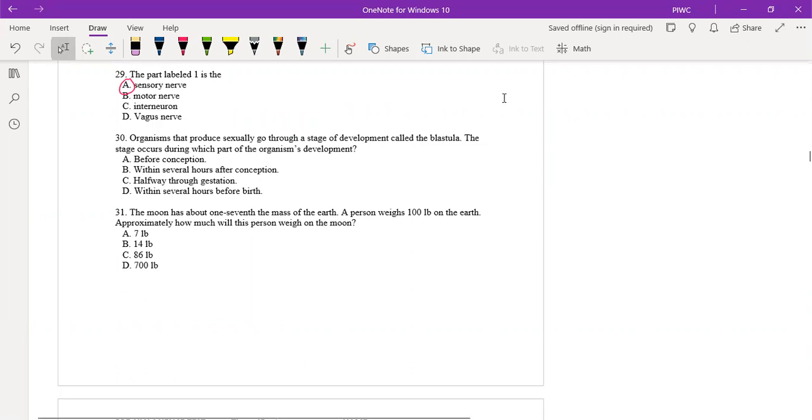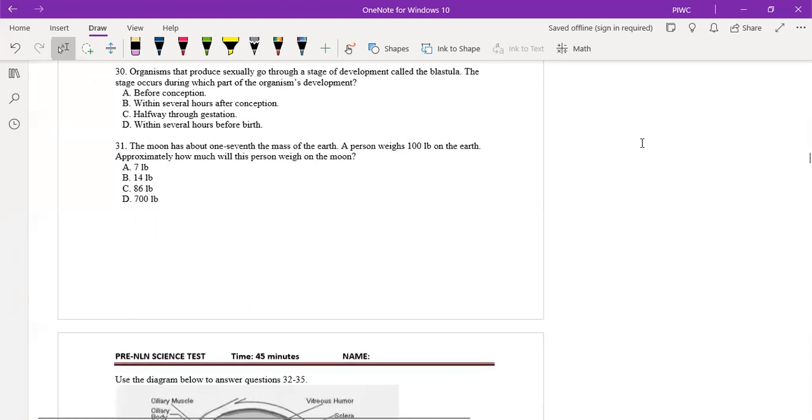Number 30. Organisms that reproduce sexually go through a stage of development called the blastula. The stage occurs during which part of the organism's development? A, before conception; B, within several hours after conception; C, halfway through gestation; and D, within several hours before birth.